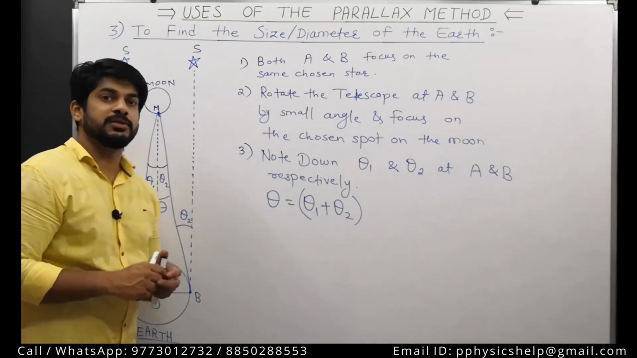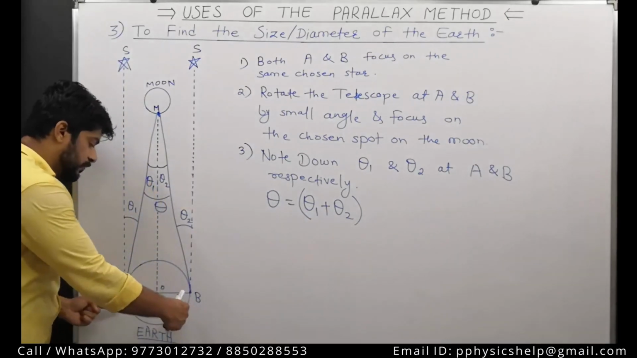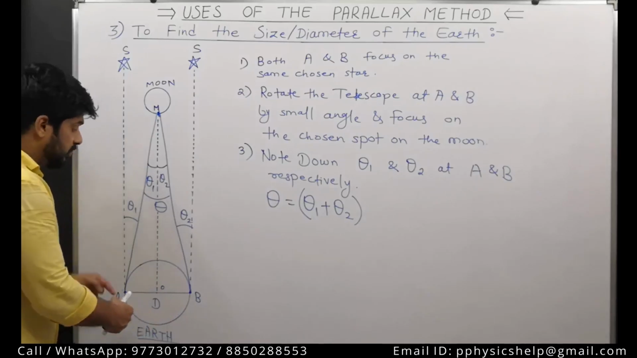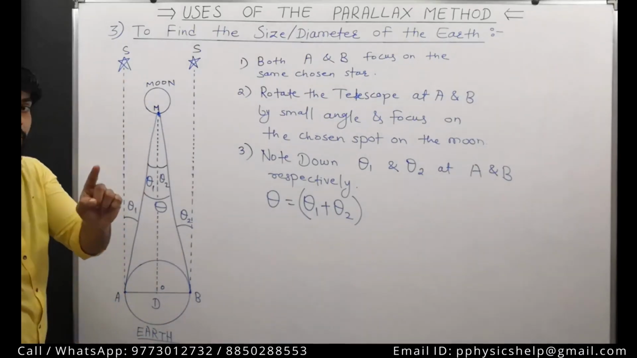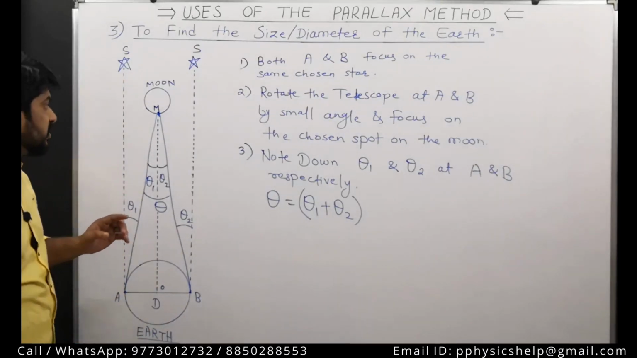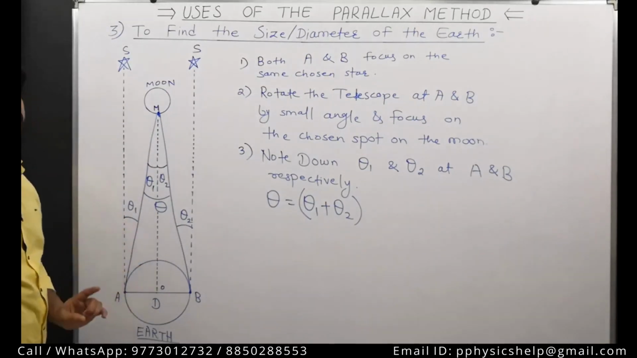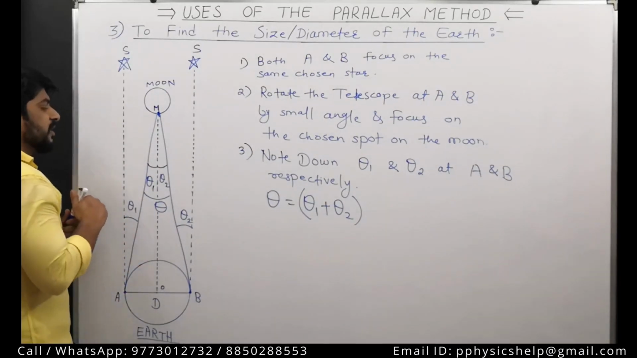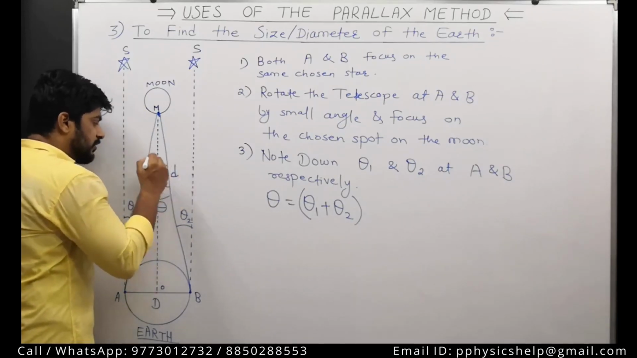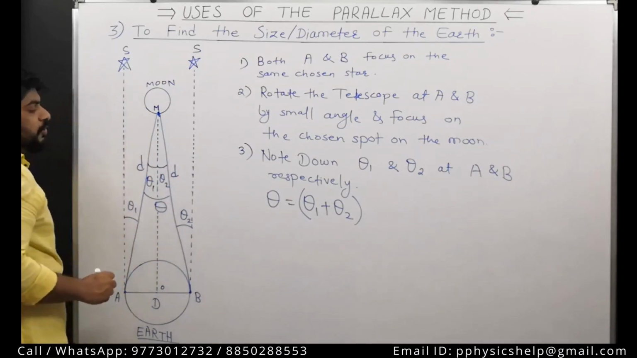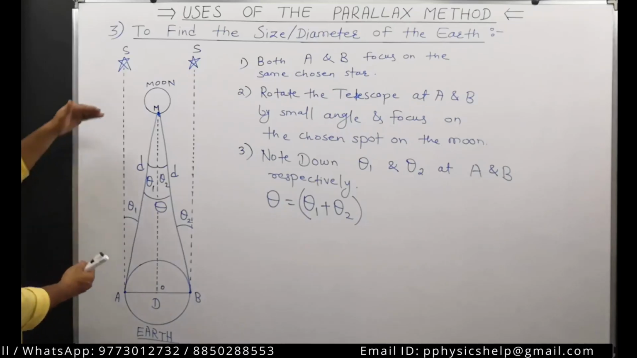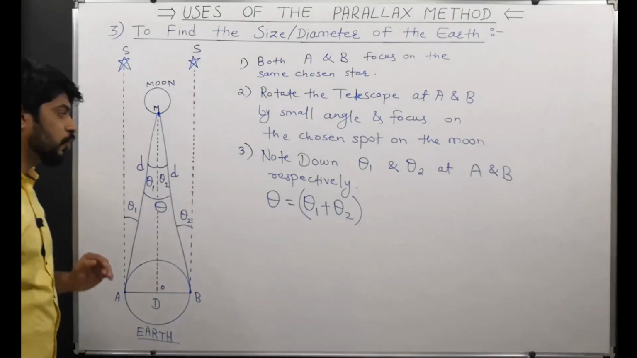Also remember, when you are finding the size of the earth, the diameter of the earth, the distance from the earth to the moon should be known to us already. Then only we can find out this D. So let's say this distance from Earth to the moon is small d.